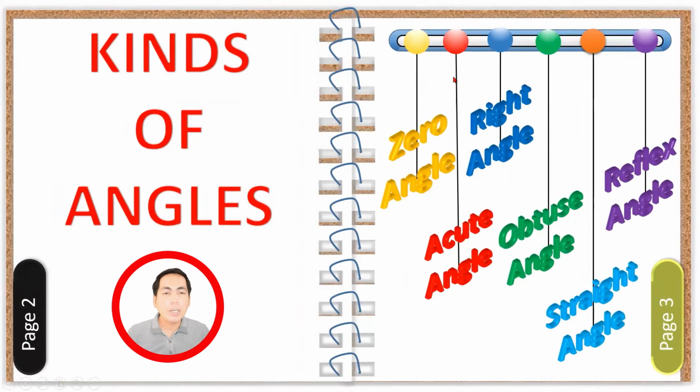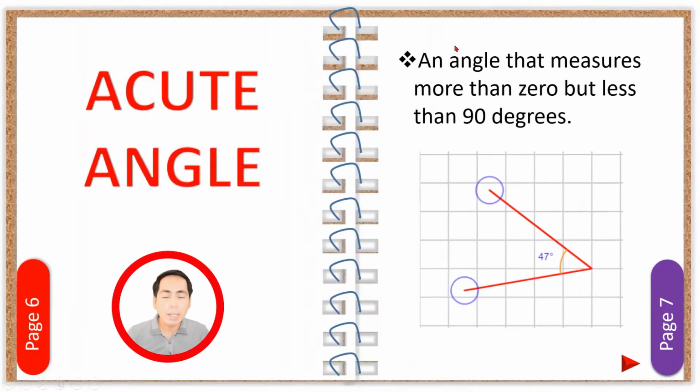Now let us have our second angle, which is acute angle. What is an acute angle? An acute angle is an angle that measures more than 0 but less than 90 degrees. So all angles that measure less than 90 degrees but more than 0 degree, we call them as acute angles. So in this example, we have an angle that measures 47 degrees. So this is an example of an acute angle because this angle measures less than 90 degrees.